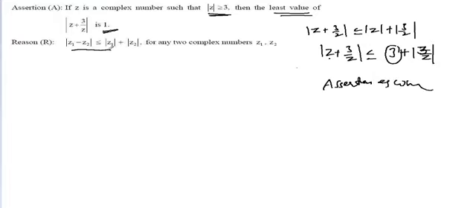Modulus of z1 minus z2 is less than or equal to modulus of z1 plus z2 for any two complex numbers z1 and z2. This is always true, so the reason is true and the assertion is wrong.